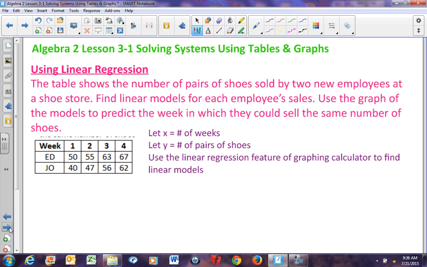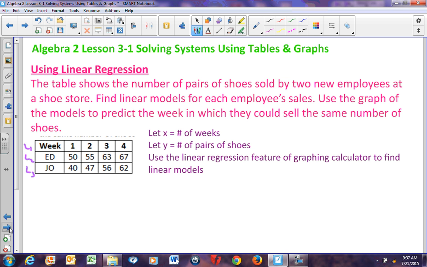We're going to use the linear regression feature of your graphing calculator to find the linear models. So basically what I'm going to do is the number of weeks is L1, the number of shoes for Ed is L2, and the number of shoes for Joe is L3. So I'm going to put these in my calculator. To do that, you turn your calculator on, go to Stat, and you're going to edit it. It's the first thing that comes up. The edit key is highlighted. You're going to hit that. You're going to make sure there's nothing in any of your L1s, L2s, L3s. If there is anything, go up, highlight L1, hit clear, hit enter. It'll go away. Do the same thing if you have anything else on any of the other L1, L2, and L3 screens.